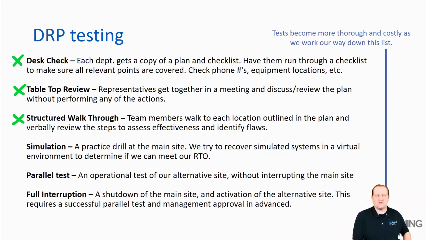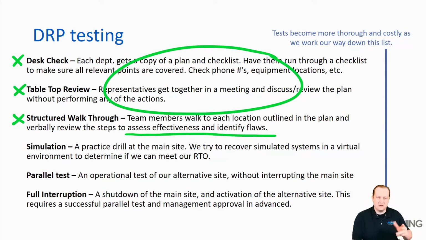The next one is a structured walkthrough. Walk through the building, talk out the plan, you know, maybe there's some basic steps people can perform. Like, hey, you said you were going to go into the data center and you were going to turn off servers 3, 4, and 5. Could you walk me over there and point out the servers to me? And find out they don't have keys. We're trying to assess effectiveness while identifying critical flaws that would not have happened when everything was in the theater of the mind.